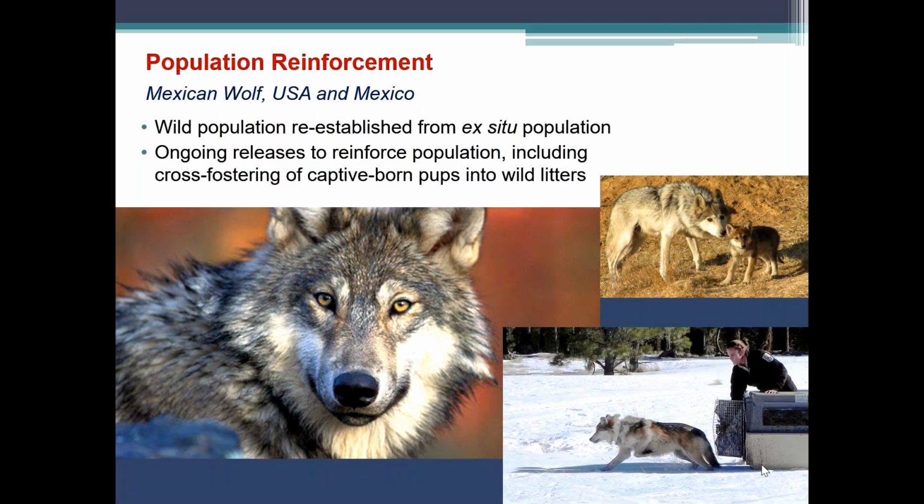Another example would be to reinforce wild populations. Mexican wolves in the United States is another example. This may be releasing adult animals, but there are also other techniques like cross-fostering captive-born pups into wild litters. Another way of thinking outside the box of how an ex situ population can supplement a wild population, both demographically by adding animals and balancing sex ratios, and genetically by bringing new genetics into the wild.